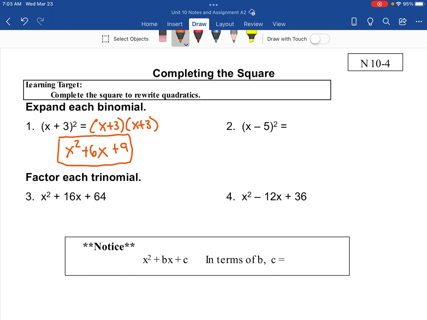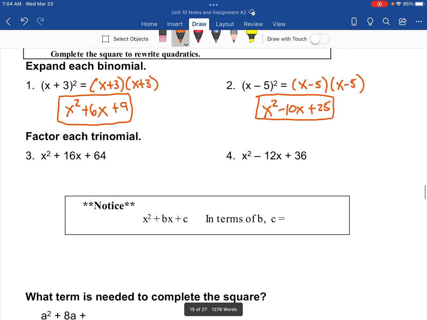Okay. The second one is x minus 5 squared. Same thing. It means x minus 5 times x minus 5. Multiply those two binomials, x squared minus 10x plus 25. Okay. Both of those are what are called perfect square trinomials. Okay. All right, the next two says factor each trinomial, okay?